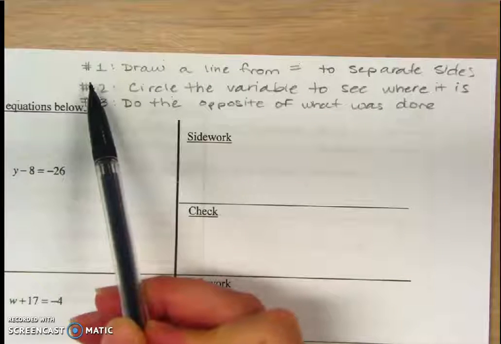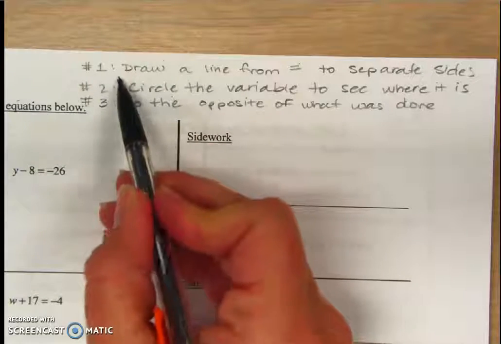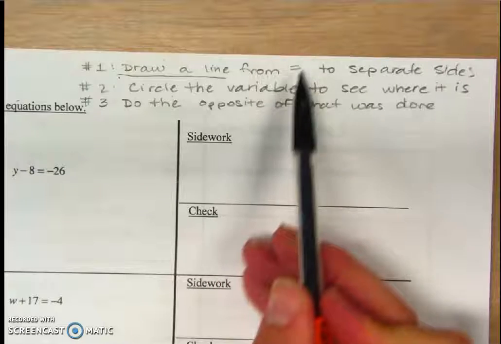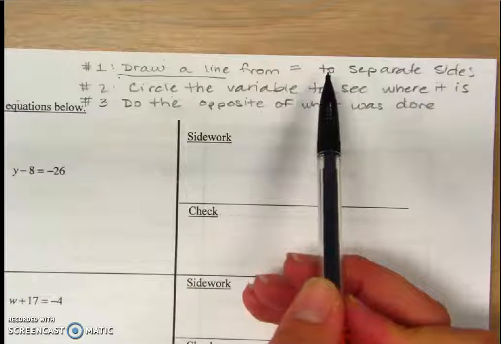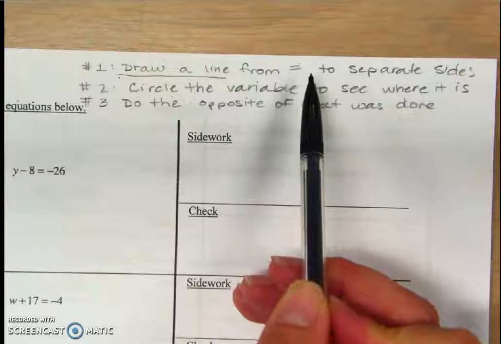Number 1, the first thing you're going to do with all this is draw a line. So I'm going to be saying draw the line. Draw a line down from the equal sign so that you can separate the two sides. There's a left side and a right side of this equal sign.